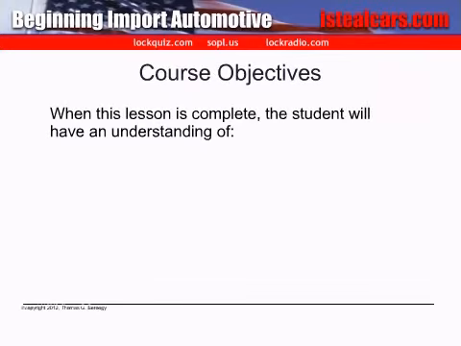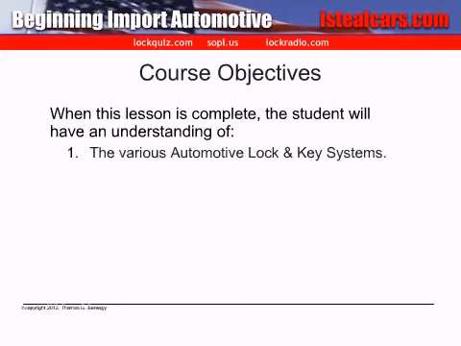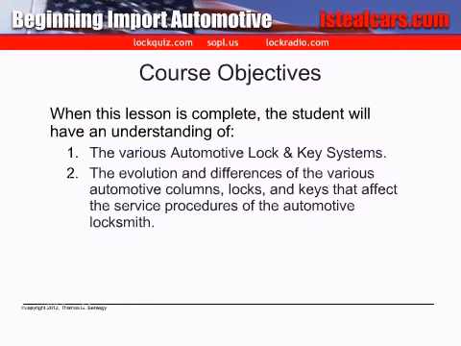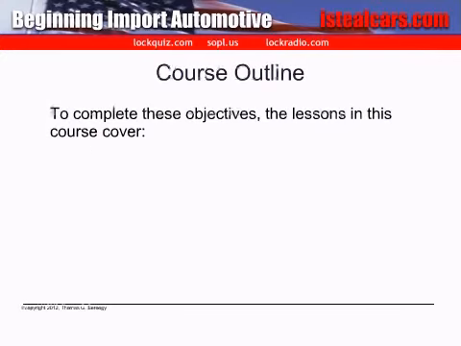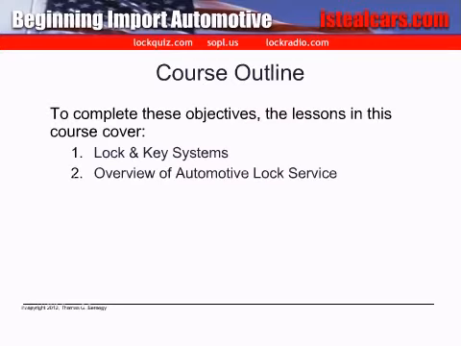When this lesson is complete, the student will have an understanding of the various automotive lock and key systems used, including terms and definitions important to automotive locksmithing, and the evolution and differences of the various automotive columns, locks, and keys that affect the service procedures of the automotive locksmith. To complete these objectives, this course covers lock and key systems, and an overview of automotive lock service. Let's start with the discussion on automotive lock and key systems.